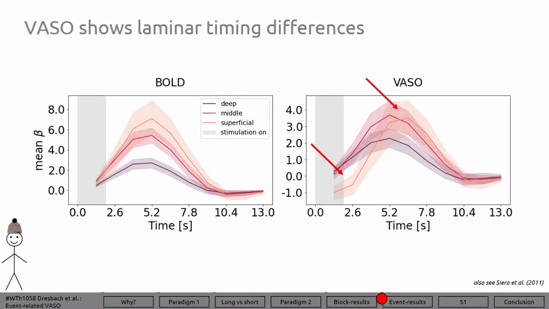One thing that was also very exciting is that we could look at these subtle laminar timing differences that VASO showed us. Here seen in a slower onset and peak time in superficial layers compared to middle and deep layers. We do not see this in our BOLD data. However, this has also been shown by other people, for example, Guidi and colleagues, so definitely check out their work as well.